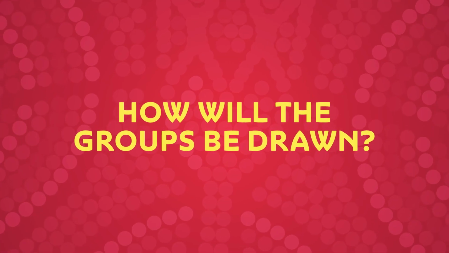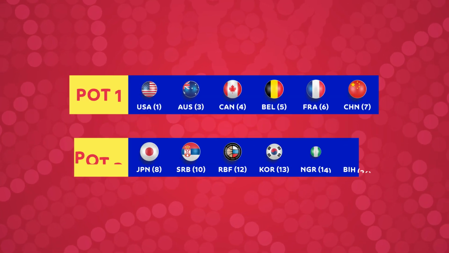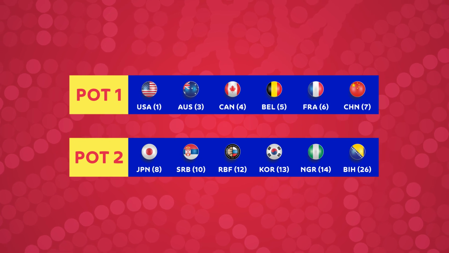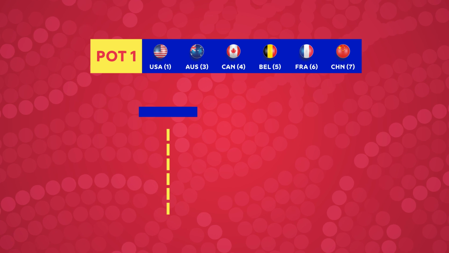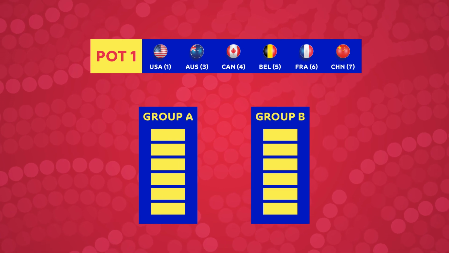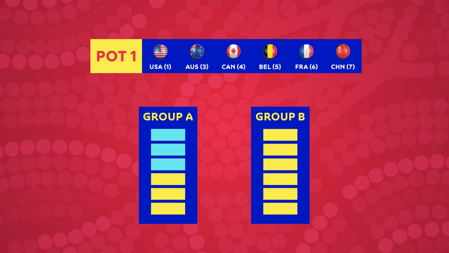For today's draw, the 12 teams have been divided in 2 pots, based on the FIBA's Women's World Ranking presented by Nike. Pot 1 will be drawn first. 3 teams will be distributed to Group A and 3 teams to Group B.